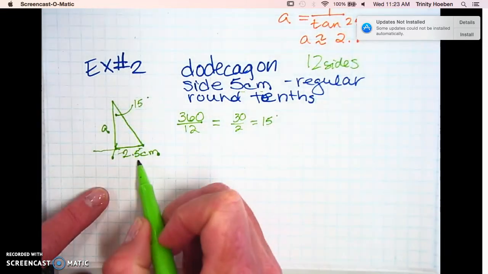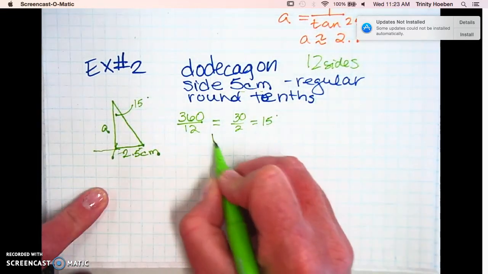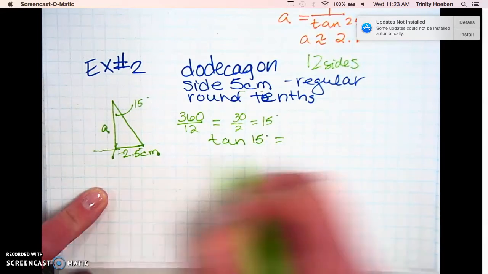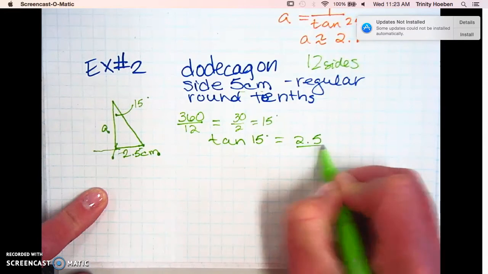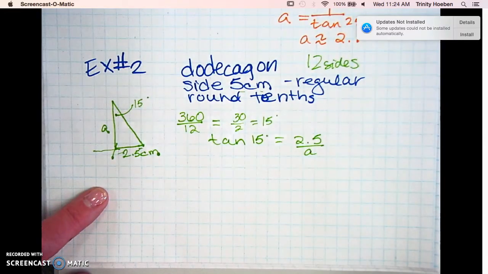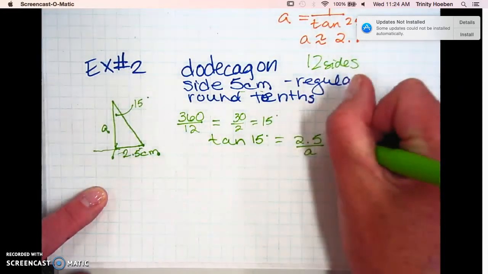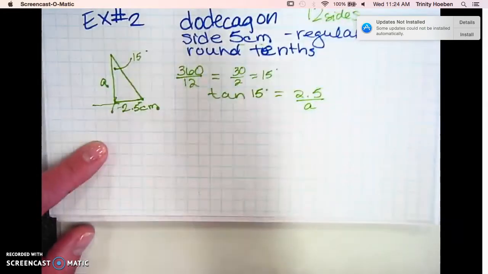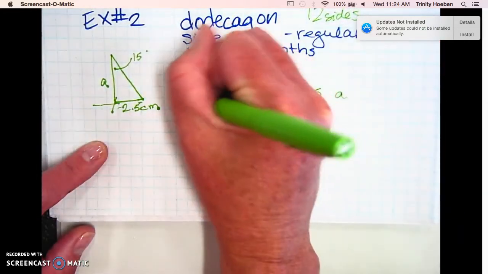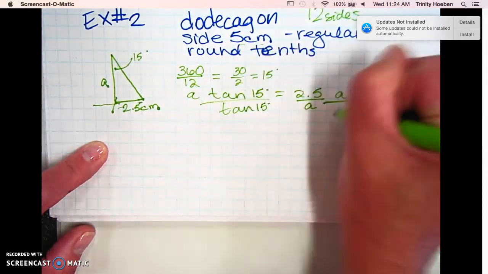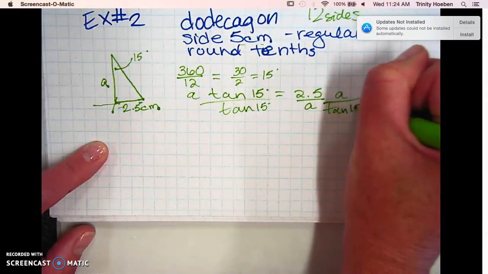So from that angle, we've got the opposite and adjacent, which we know is tangent. So we're going to say the tangent of 15 degrees is equal to the opposite of 2.5 over the adjacent. You can use the variable a like I am, or you can choose x if you want, whichever is more convenient for you. But you're basically going to solve it the same way we did in example number 1. You're going to multiply both sides by a. You're going to divide both sides by the tangent of 15. And type it in your calculator just the same way.